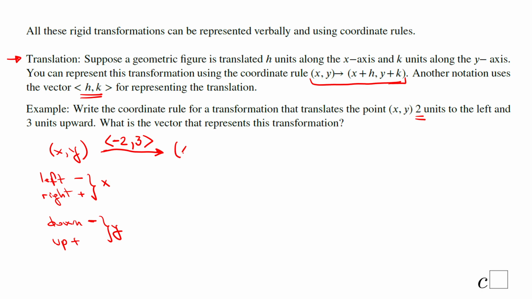Which then we have the algebraic way: x plus -2, or just x minus 2 will be good, and y plus 3. And that's it for this problem. You see all types of representation of this verbal statement: 2 units left and 3 units upward.